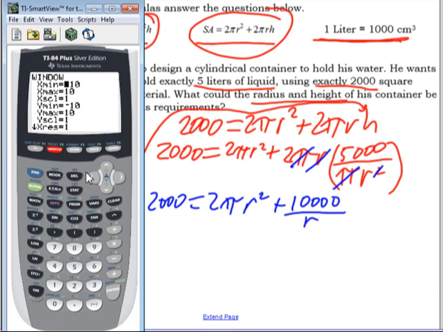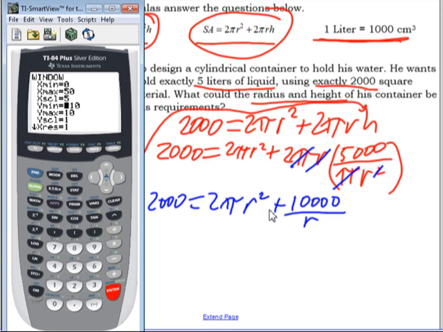So if I go to my window, I'm thinking my x is my radius, so I don't need to look at negative values. So I'm going to start that at 0. Not really sure, just looking at this, what kind of a radius I might get. So maybe I'll go out to something like 50. I really don't know at this point. I'm just guessing.